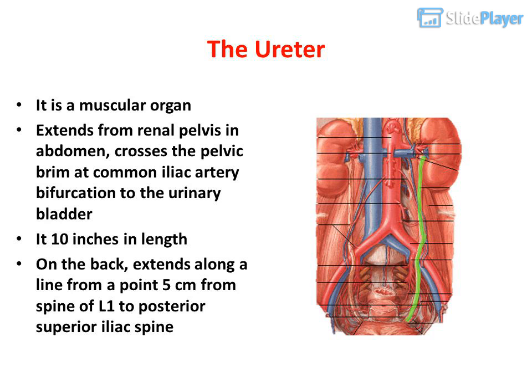The ureter is a muscular organ. It extends from the renal pelvis in the abdomen, crossing the pelvic brim at the common iliac artery bifurcation to the urinary bladder. It is 10 inches in length. On the back, it extends along a line from 0.5 centimeters from the spine of L1 to the posterior superior iliac spine.